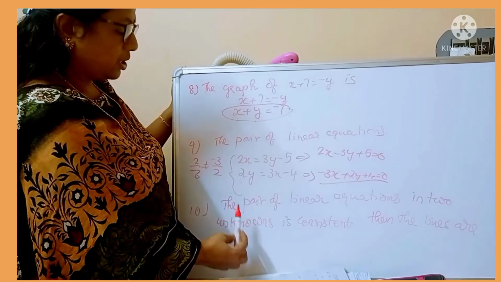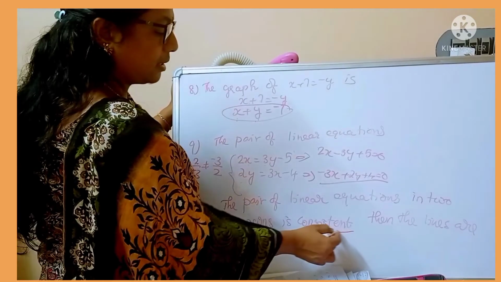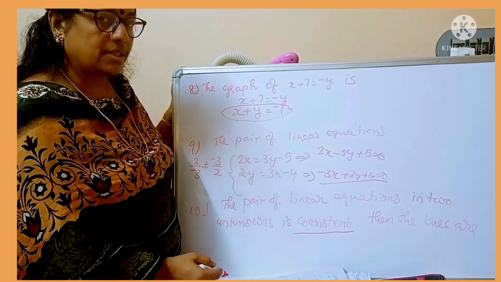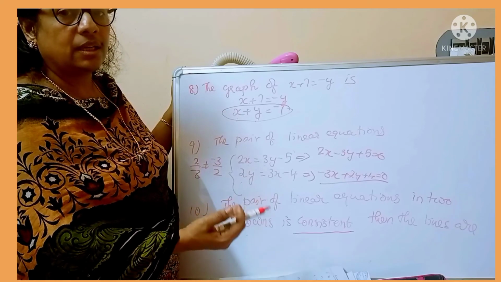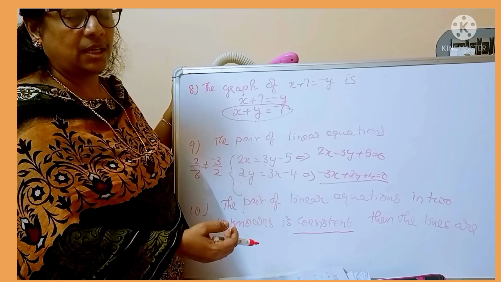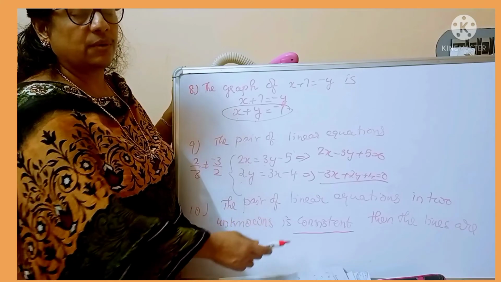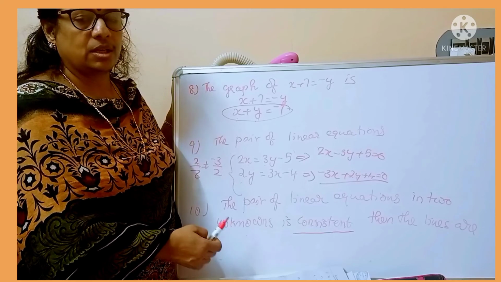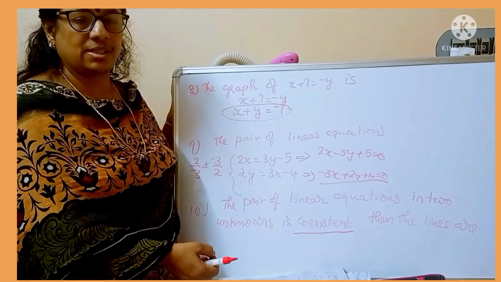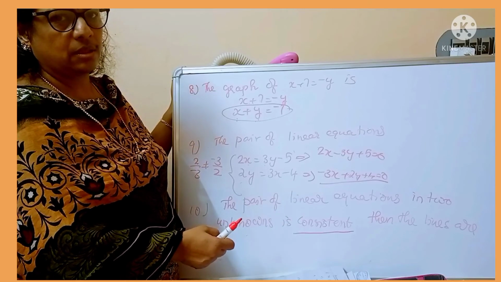Then the last one: a pair of linear equations in two unknowns is consistent. Consistent means at least one solution. So either they are intersecting lines or coincident lines. For consistent equations there is at least one solution, so the lines will be coincident with each other or intersecting at one point.